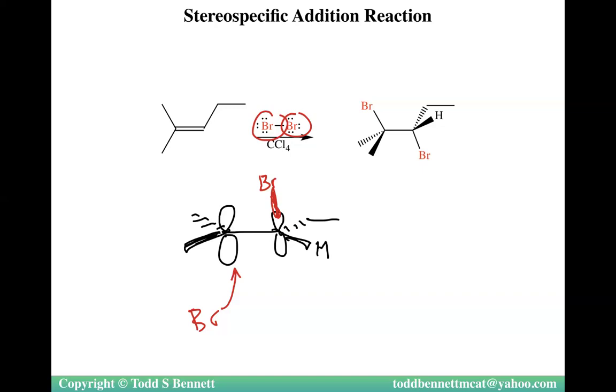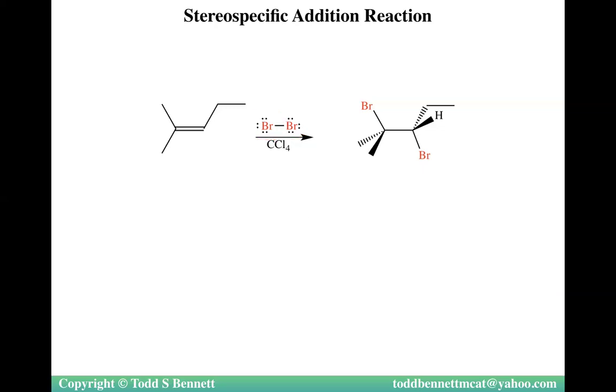But syn versus anti-addition really is as simple as this: if they add at the same time, it's got to be syn because they're adding simultaneously from the same face. And if they add one at a time, then once one goes on, it makes that side more crowded than the other. And so they add opposite one another. Okay, so let me clear my picture and start into this.